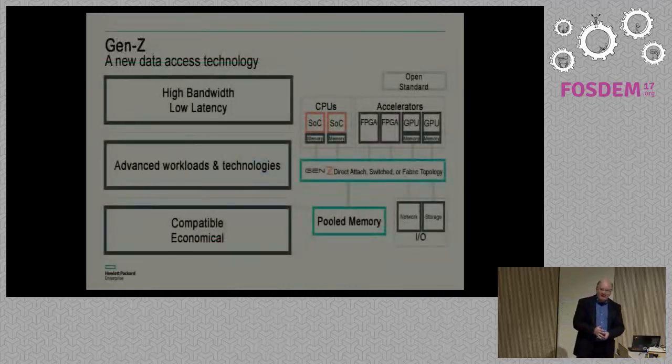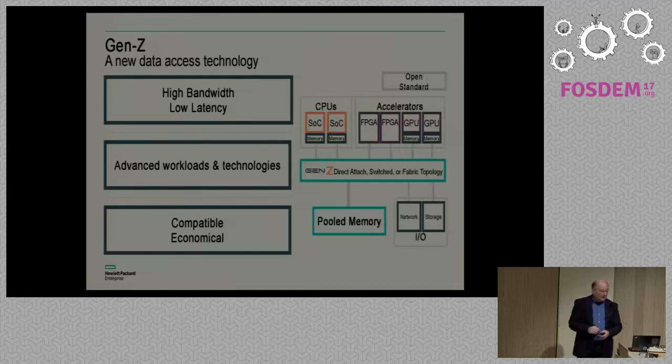So this is a data access technology that's designed to replace all of the interconnects within your computer. So the PCIs, the DDRs, and other interconnects within your computer, QPIs, you could replace all of that with a single homogeneous fabric. And that means that you can interconnect many SoCs and a lot of memory together.